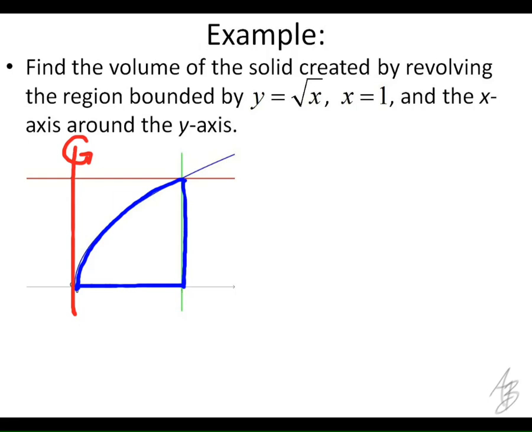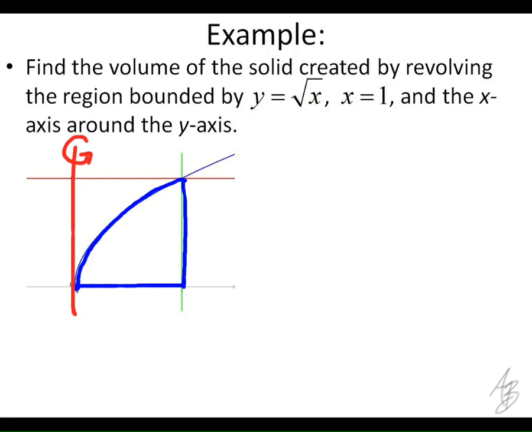So the examples we've been doing with the disk method, you could use the washer method, but since there's no hole, what would the small radius be? 0. So if there's no hole, you could use the washer method still, you just have a small radius of 0. That's not going to be the case here though. So there's two radii we need to find in this picture.